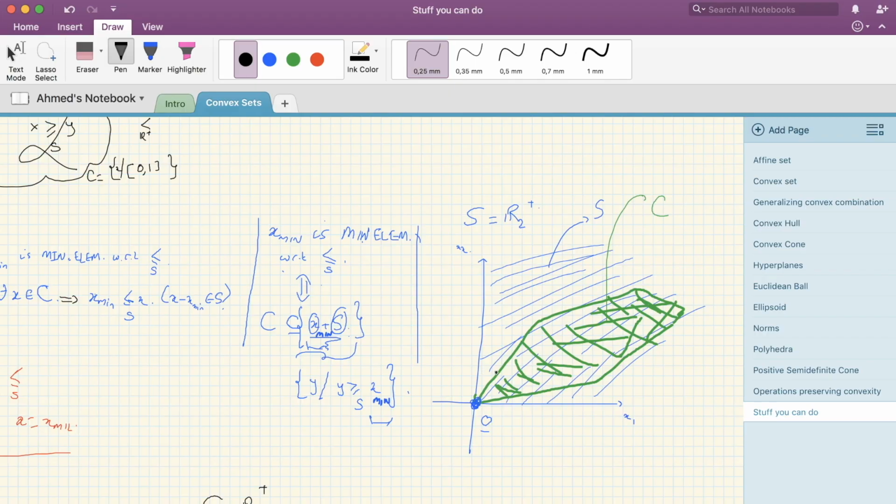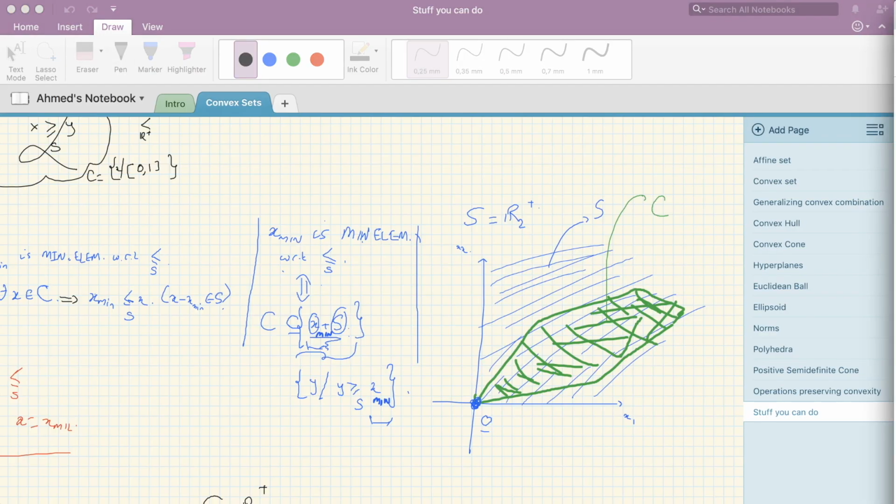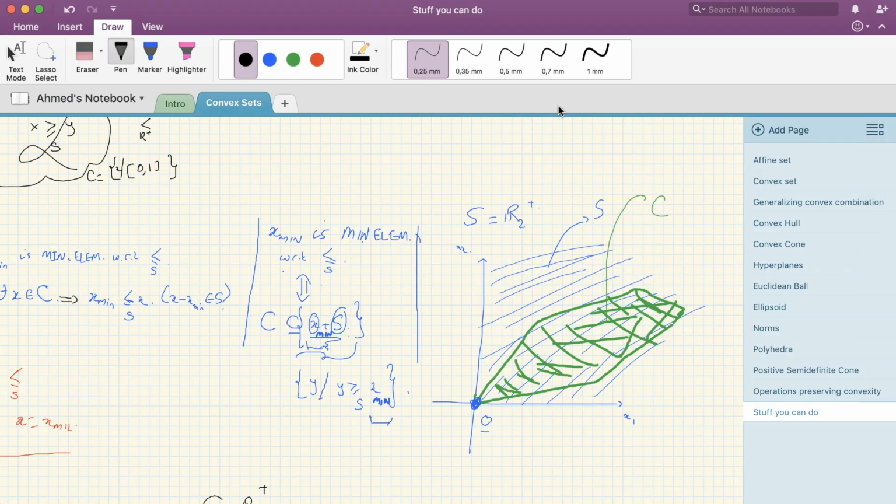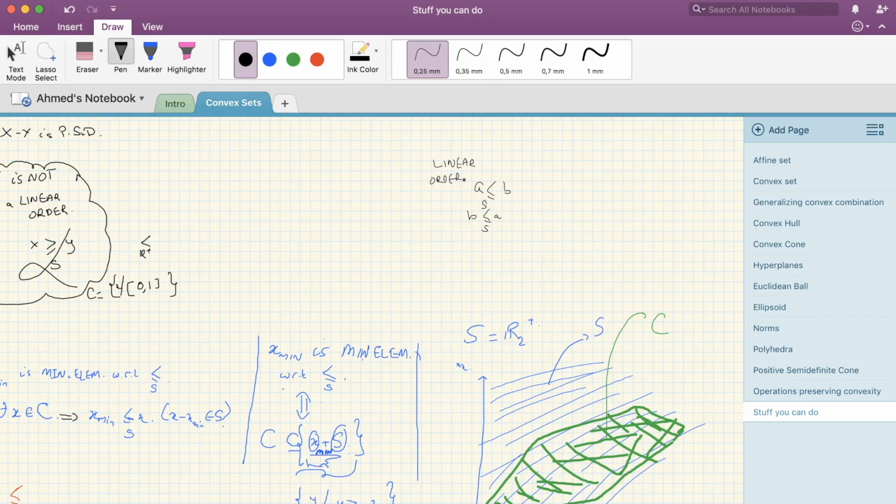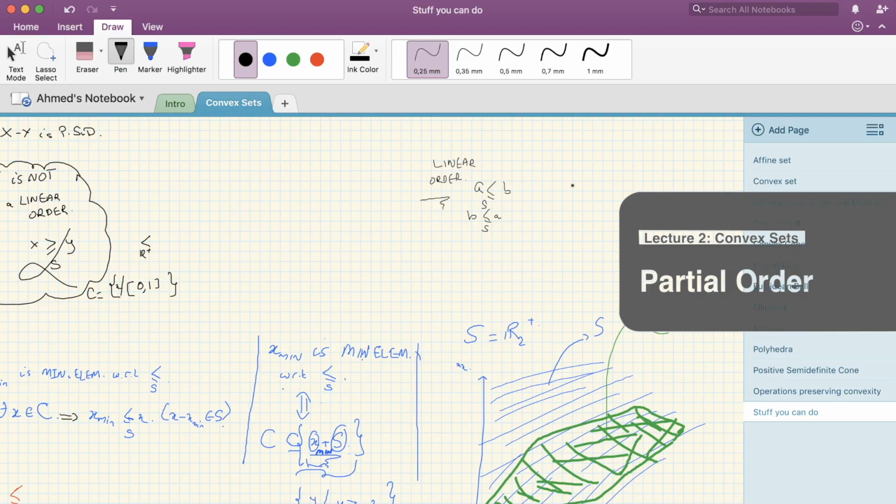What is it? It's only 0, which means that your minimal element is unique. And what is your S? It's R2 plus. So I forgot, we didn't define a partial order. So a partial order is not a linear order. You need to at least have an S, which is a partial order. And a partial order is three things.